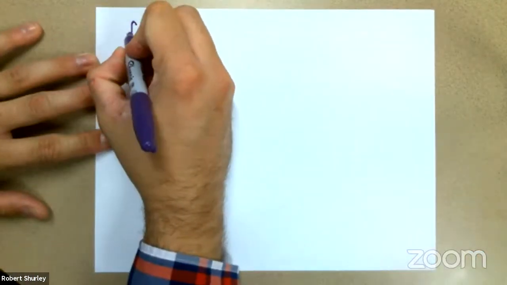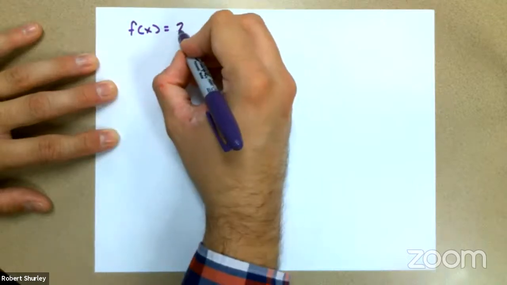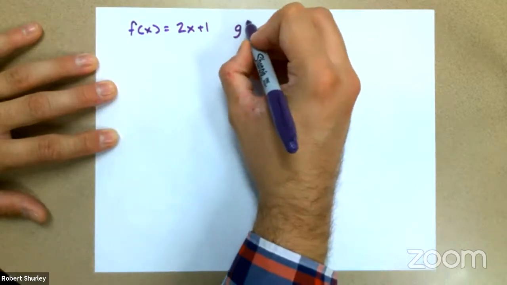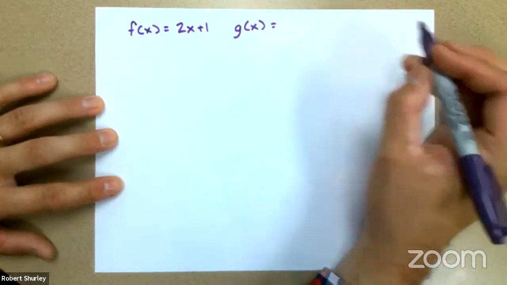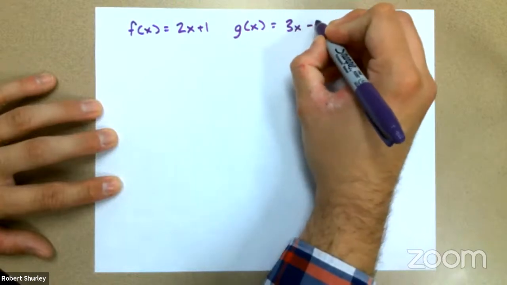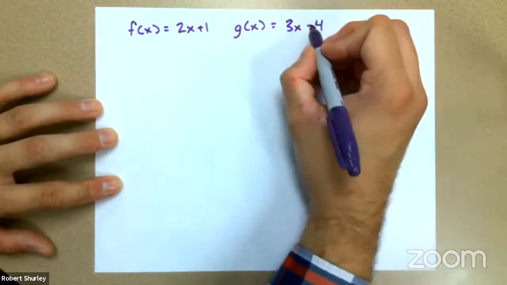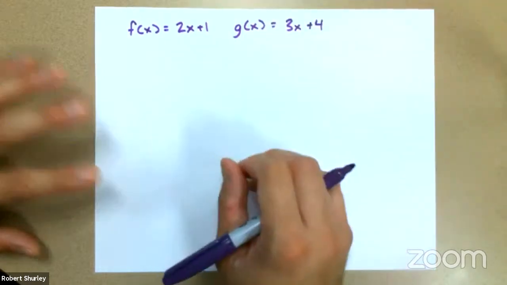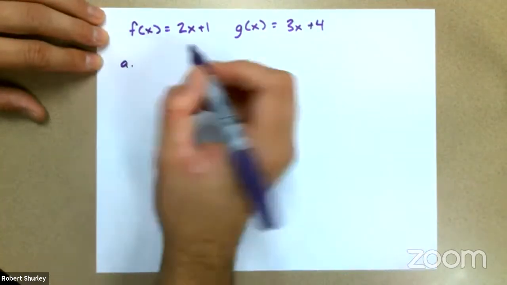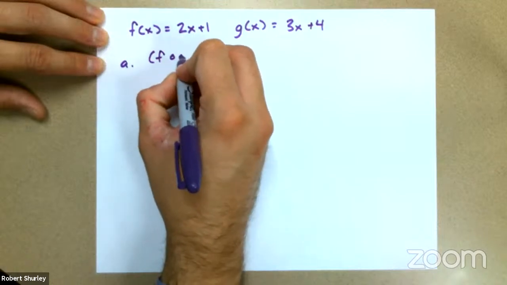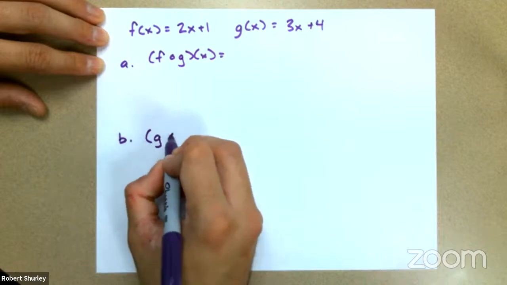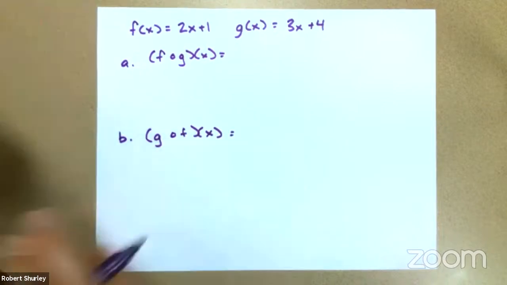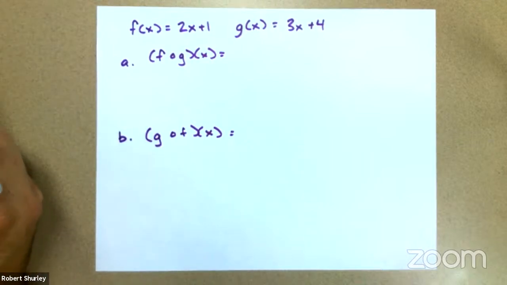So let's say I gave you f of x equals 2x plus 1. So this is just regular, boring, old functions. f of x equals 2x plus 1, and g of x equals 3x minus 4. Actually, I think if we do plus 4, it was like the example from before. So I'm going to ask you two different functions. I want you to find f composed of g, and I want you to find g composed of f. So try those real fast.